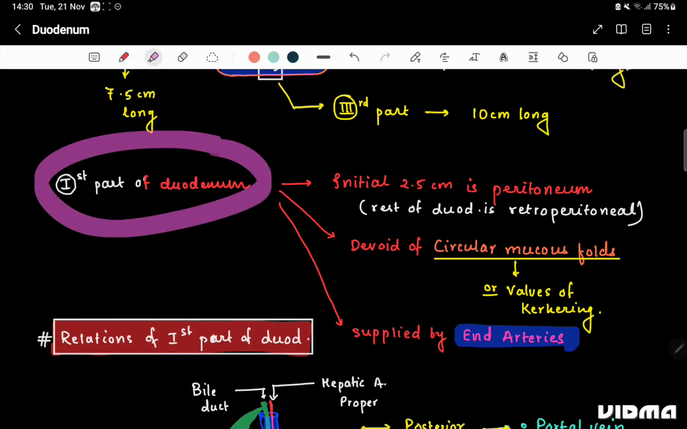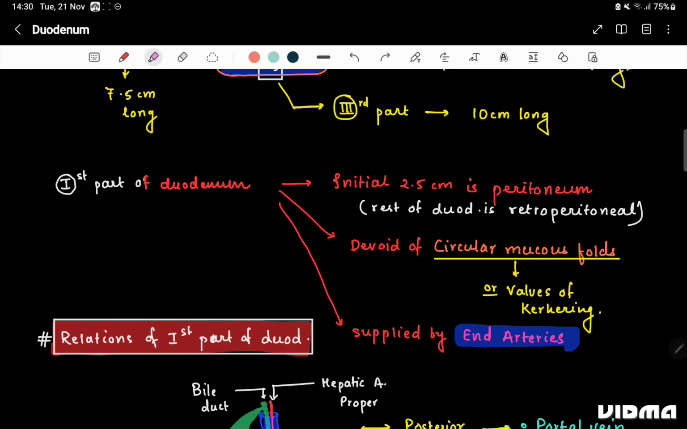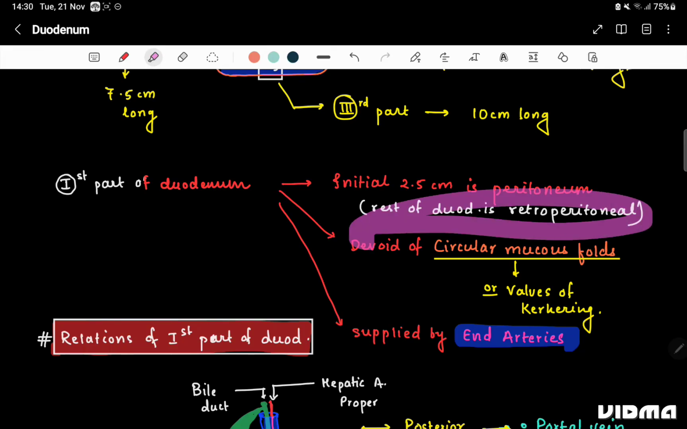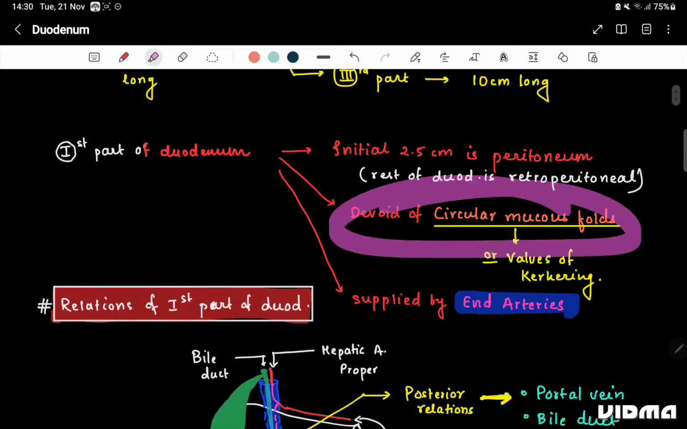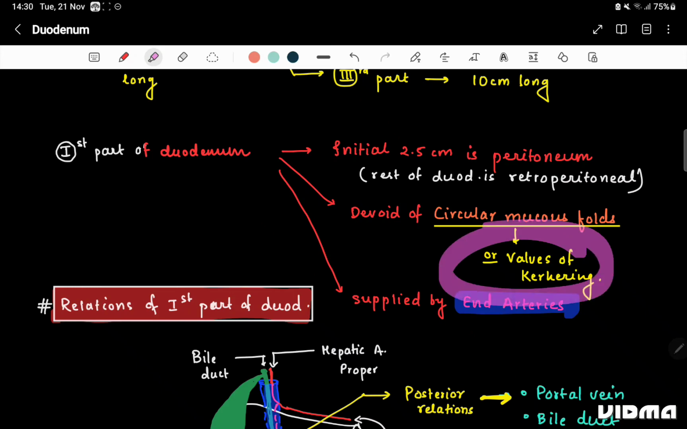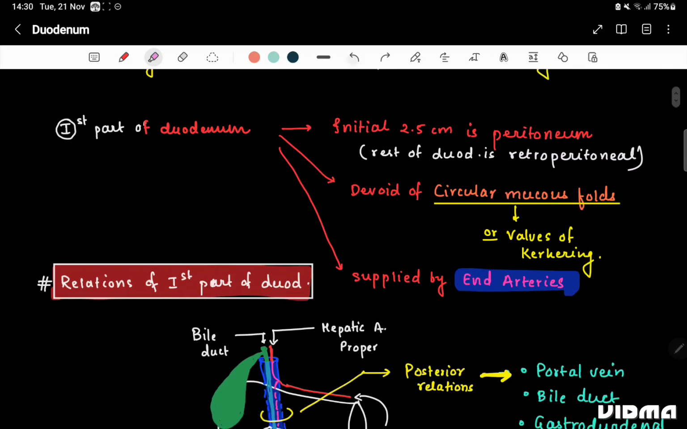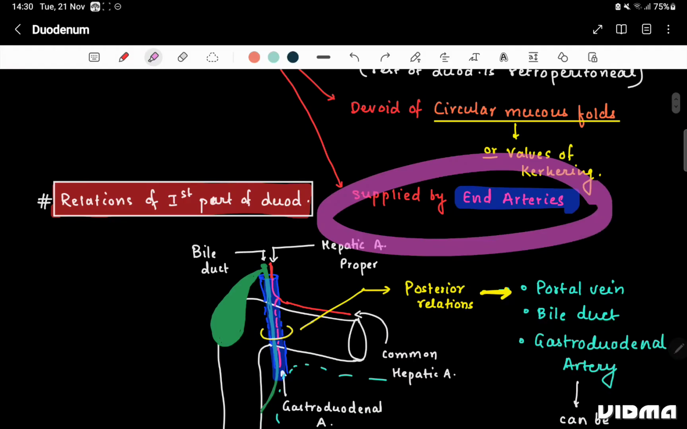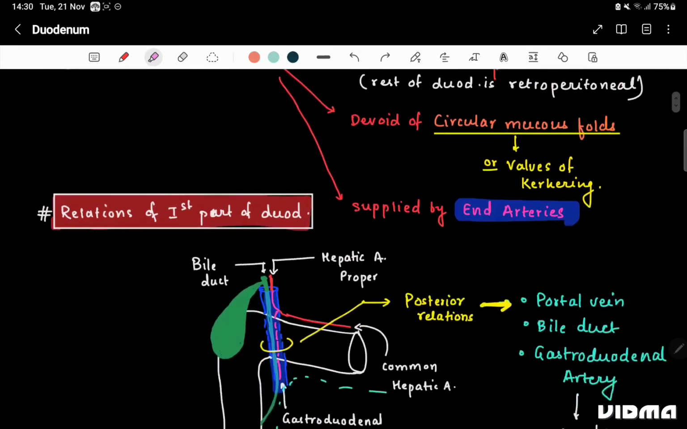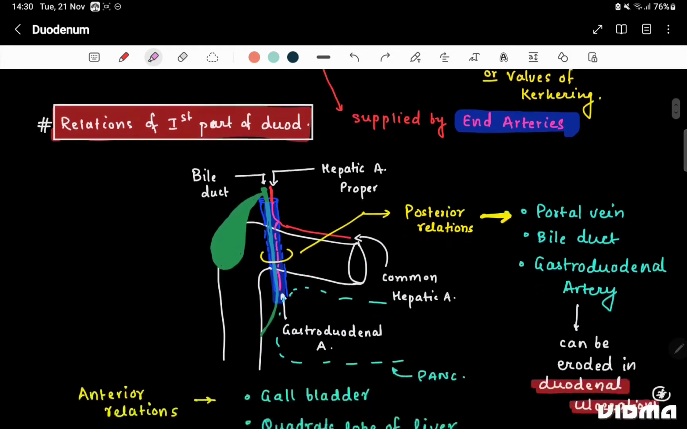So the first part of the duodenum, the initial 2.5 cm, is peritoneal. The rest of the duodenum is retroperitoneal, and it is devoid of circular mucous folds or valves of Kerckring. You have read about the valves of Kerckering in your physiology lectures. It is supplied by the arteries which don't anastomose, the end arteries.